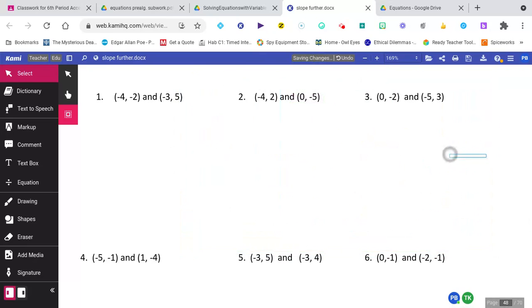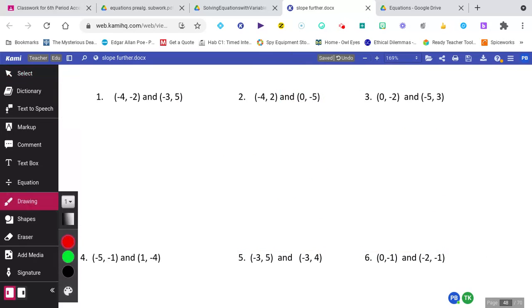All right, this is what you should have for number 3. I automatically see an x of 0. So the y coordinate of -2 is also my b. So I'm going to go ahead and put b equals -2. And then to find my slope, I'll just use the slope formula.